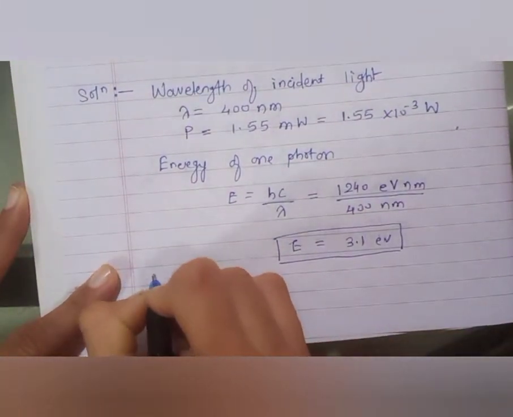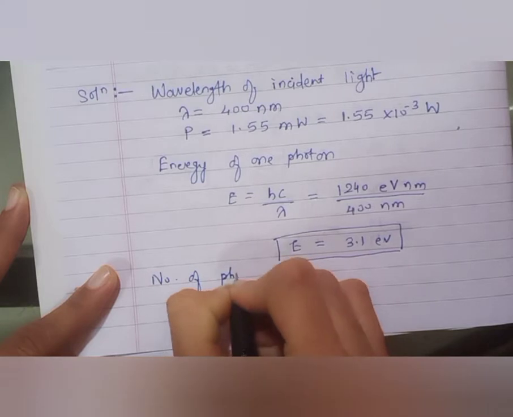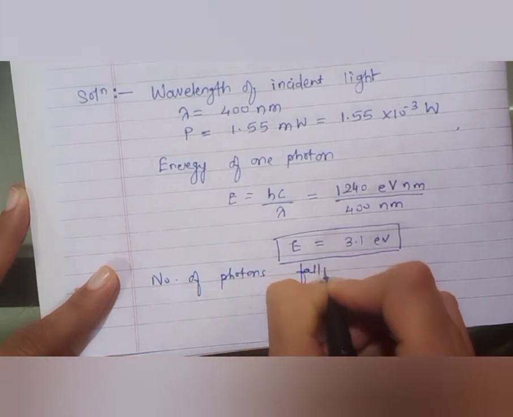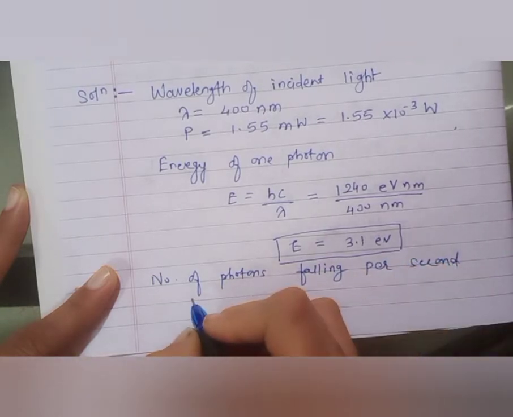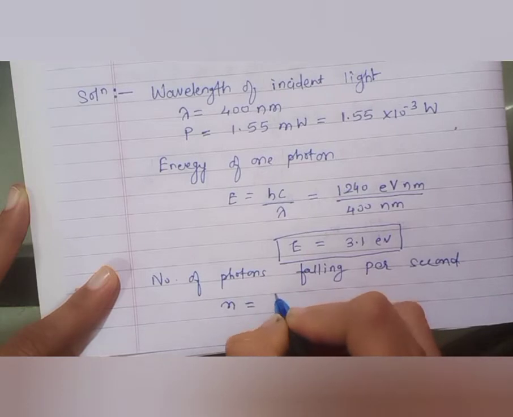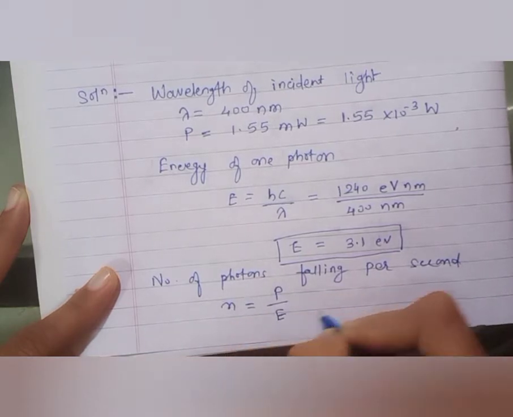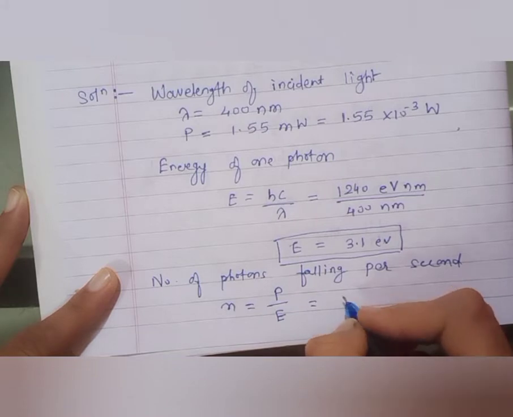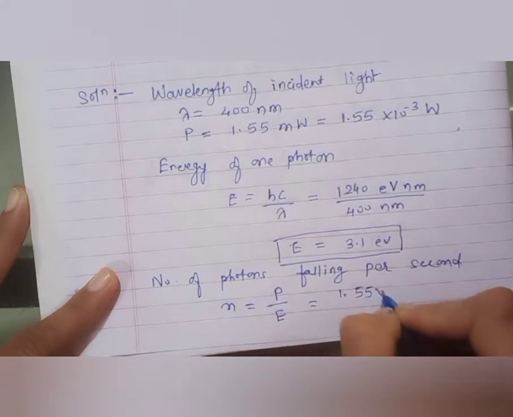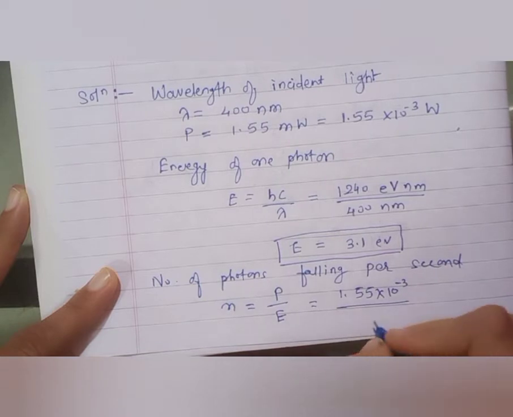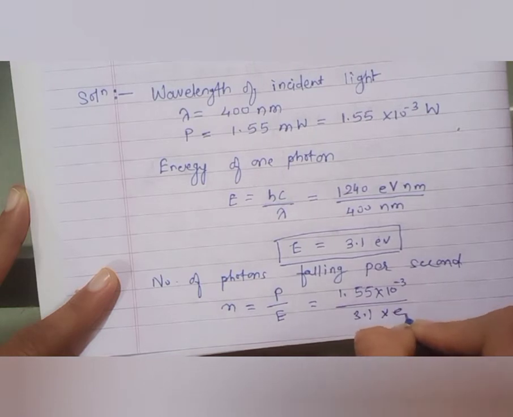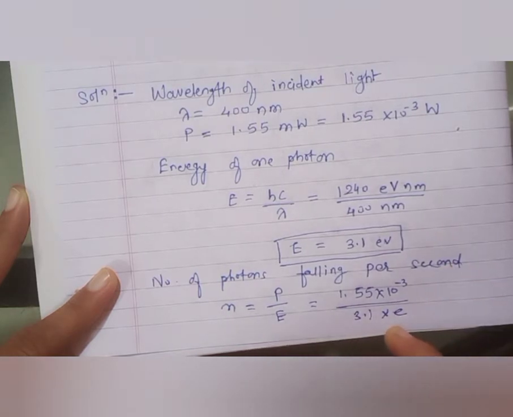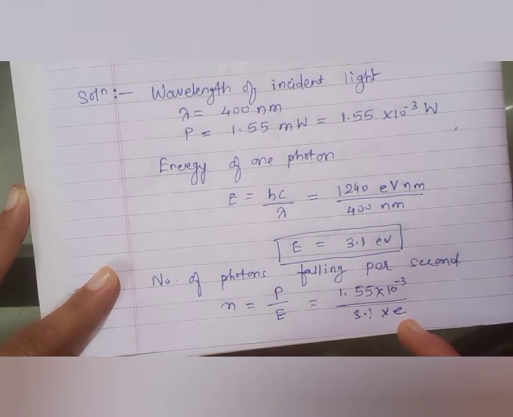The number of photons falling per second is given by small n equals power upon energy. Power is 1.55 into 10 raised to minus 3 watt, divided by energy 3.1 electron volt. I am writing it in terms of 3.1 into e. Now I am keeping it as it is.